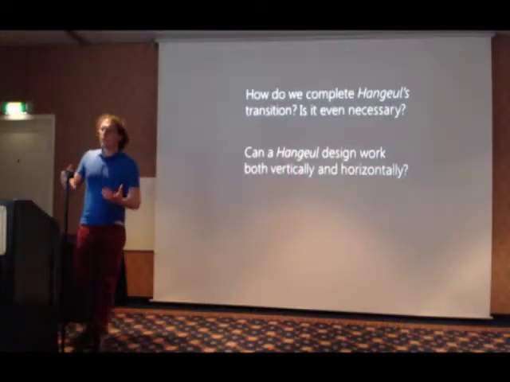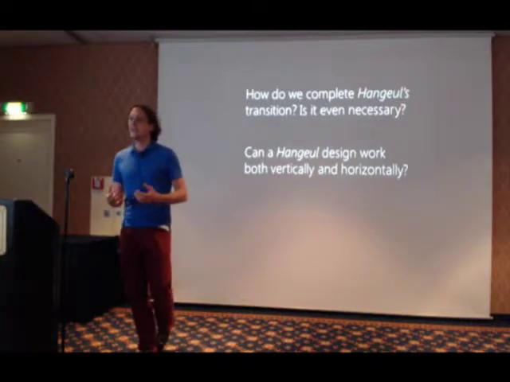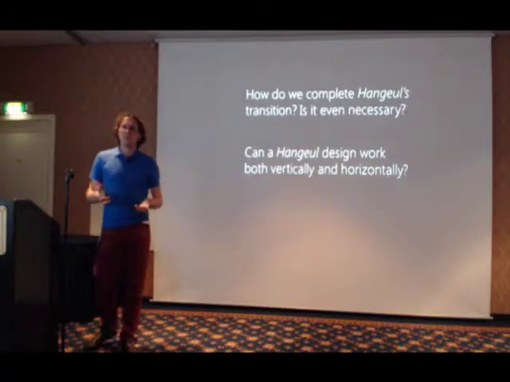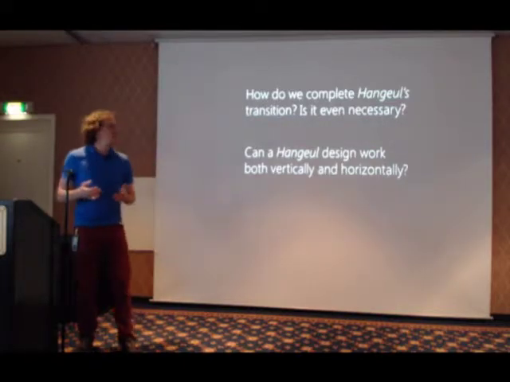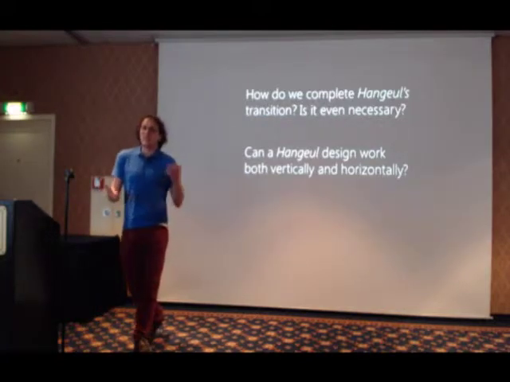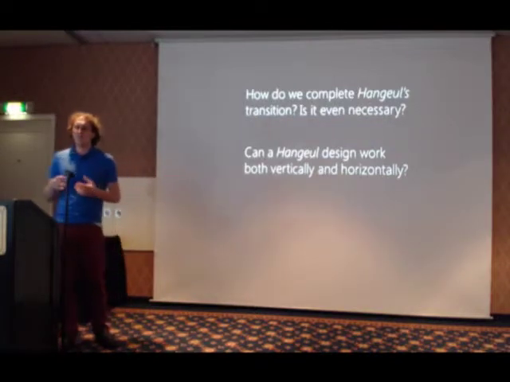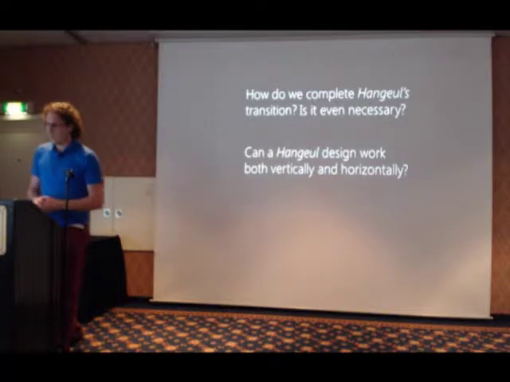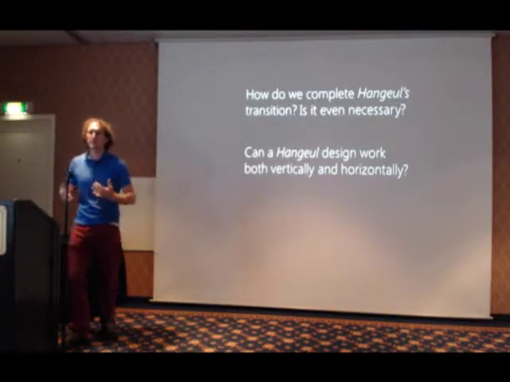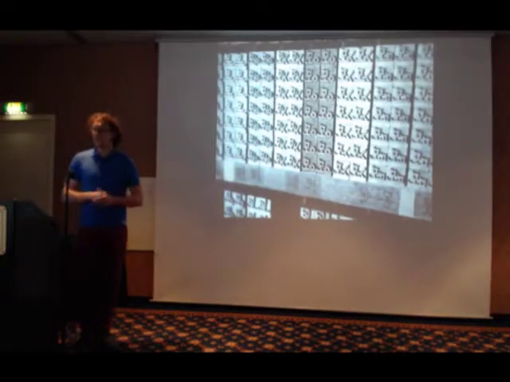So, we've looked at this script that has vertical elements to it. It was originally designed to be vertical, and it's now being written horizontally. When we look at that kind of situation, we start to ask questions: how do we make Hangul more horizontal, or does it even need to be? Is this the way it should be? And as a corollary, can you make one that will work for both situations? So we've done some research and looked into a few historical models, and we're going to talk about that today. To start with, let's jump back to the late 1800s.